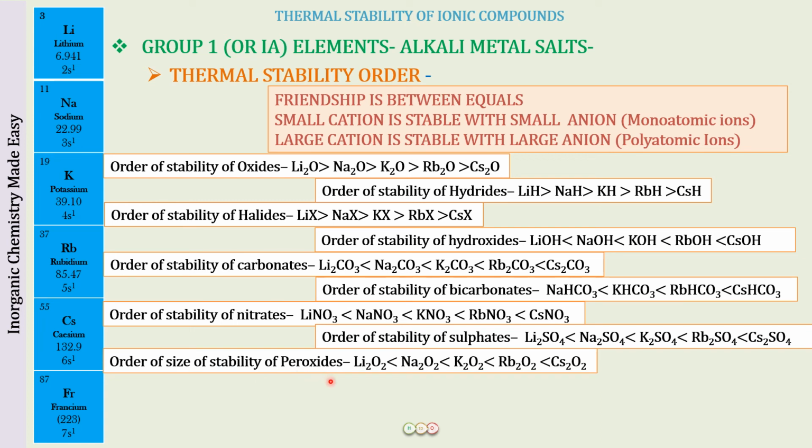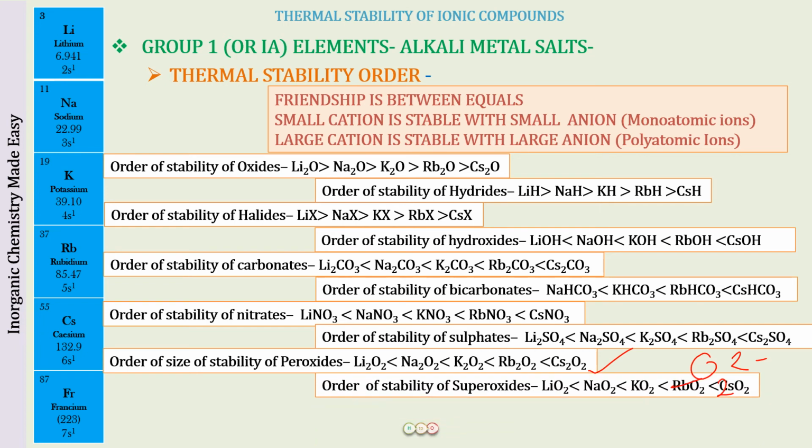Again, peroxides. So peroxide ion, O2 2 minus. So this is going to be two oxygen atoms. So this is a polyatomic ion. So large anion, large cation is going to be more stable. Down the group, stability is going to be increasing.